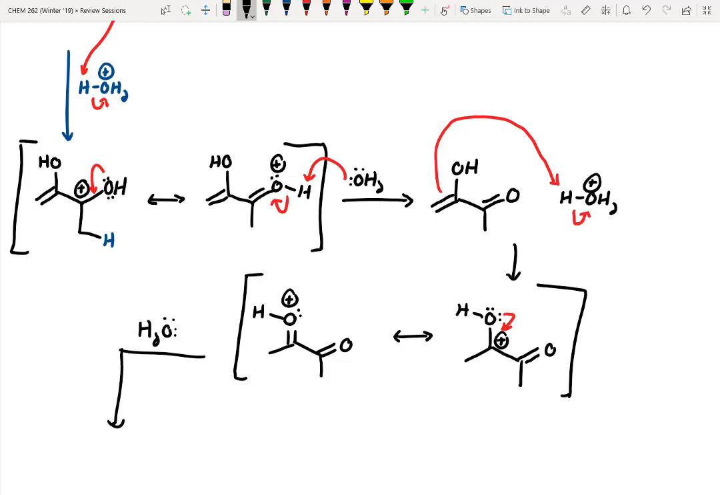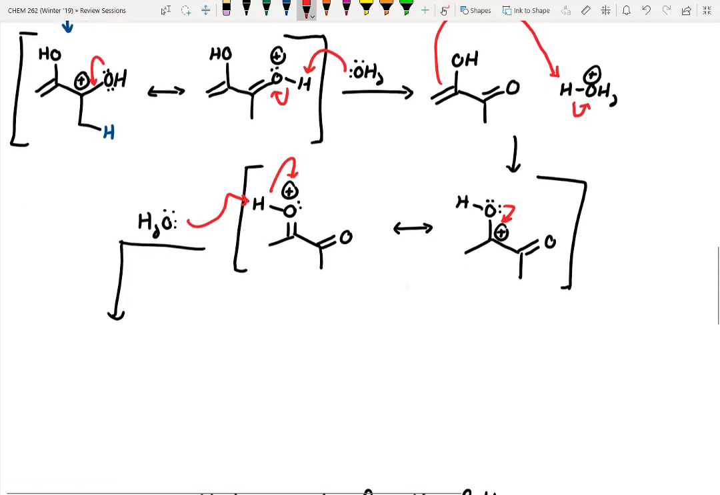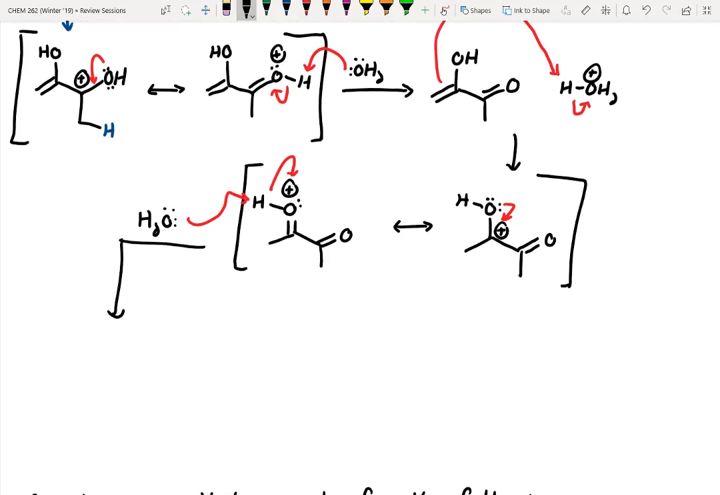Yeah, deprotonation. So in this last step, water can grab this proton coming off this up. And we'll get our diketone as our final product.